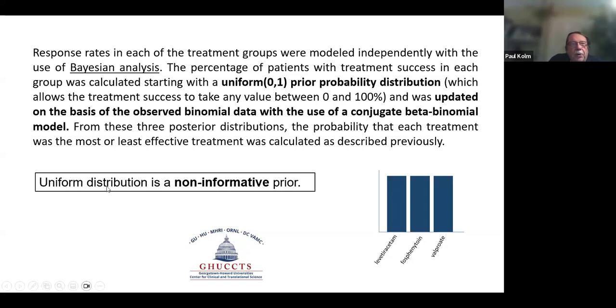So the uniform distribution here is what we call a non-informative prior. In other words, we're going to assume that they're all equal.